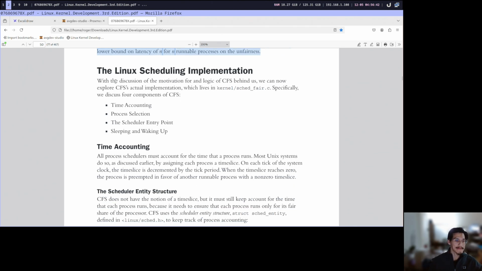Okay, time for potentially some code. Let's see, the Linux scheduling implementation. With the discussion of the motivation for and logic of CFS behind us, we can now explore CFS's actual implementation, which lives in kernel/sched_fair.c. Okay, I'm so excited. I'm just going to go there right now.